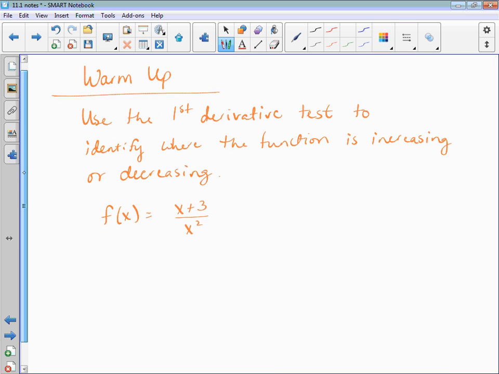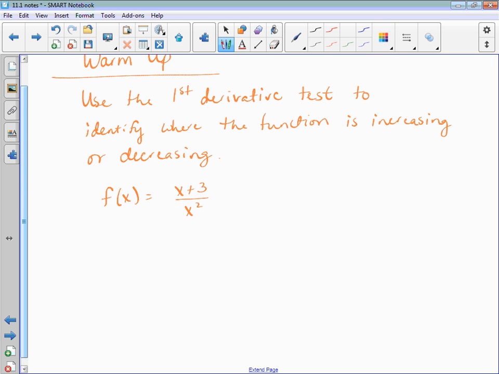All right, so if we're using the first derivative test, we obviously need to take the first derivative, right? Did you guys do quotient rule? Did you rewrite it? What did you do? Quotient rule? Okay.